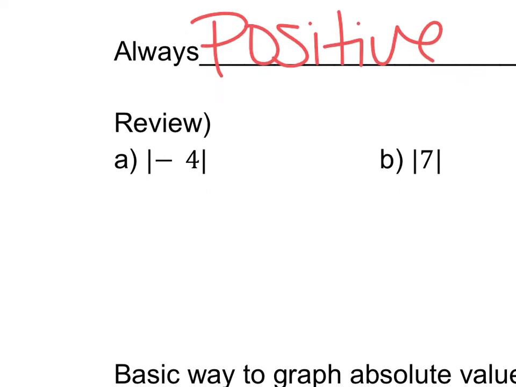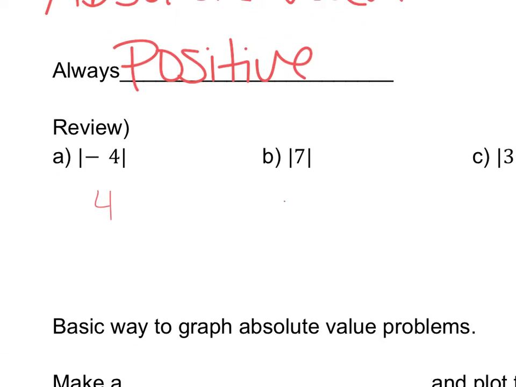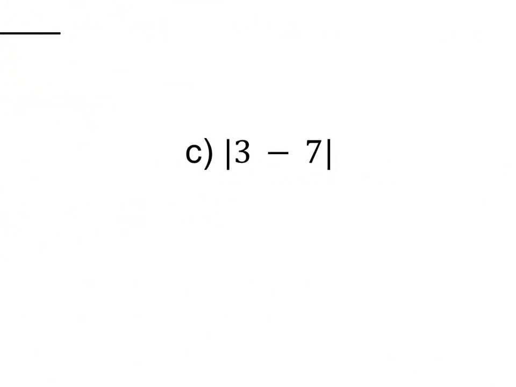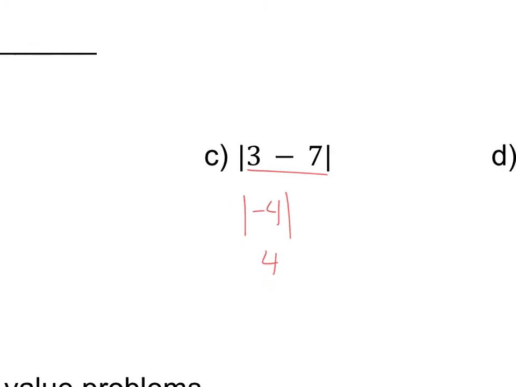So first, let's talk about what is the absolute value of -4. How far is -4 from 0? Well, it's 4 away. The absolute value of 7 is 7. This one's a little bit different. Whenever you have stuff going on inside the absolute value, you have to solve what's inside first before you take the absolute value. So first we need to do the 3 minus 7. That would give you the absolute value of -4. Now that there's only one number in there, you can take the absolute value, and it's +4.